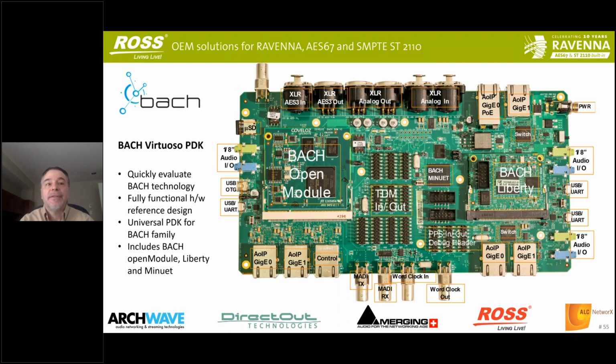It includes a word clock in and out to monitor PTP synchronization, Giga ports for all devices: 2 redundant and 1 control port for Open Module, 2 for Liberty, and another 2 for Minuet. Common features include power over Ethernet, redundant DC external power supply, USB UARTs, and JTAG connectors for programming and debug. Headers for access to all TDM signals.